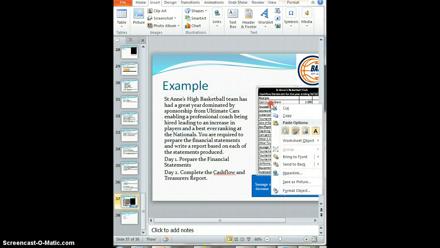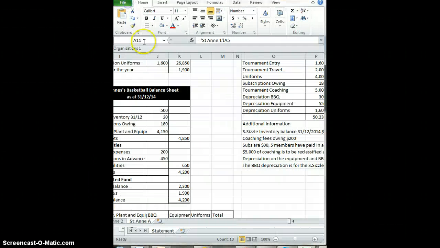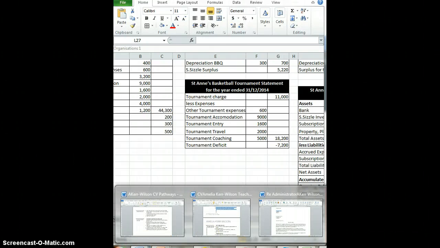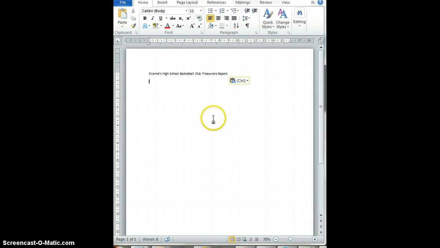Important that you right click, open worksheet object, and you open your financial statements here, because you'll need those in order to comment. Alright, so what I'm going to do is open a new Word document and write the report. So I'd like you to go along with me and follow.